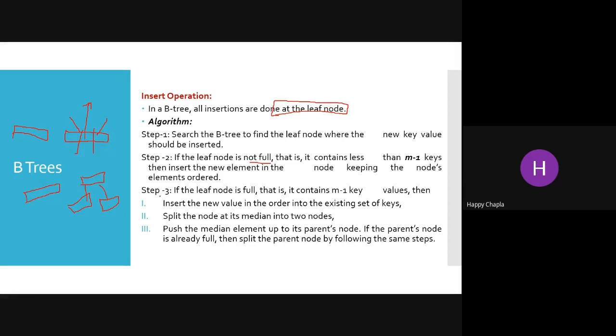Okay, now step number 3. If the leaf node is full, that is it contains m minus 1 key values, then you have to follow case number 1, 2 and 3 as I have suggested. What we did is, if our second floor is completely full, that means we cannot place one more class there.